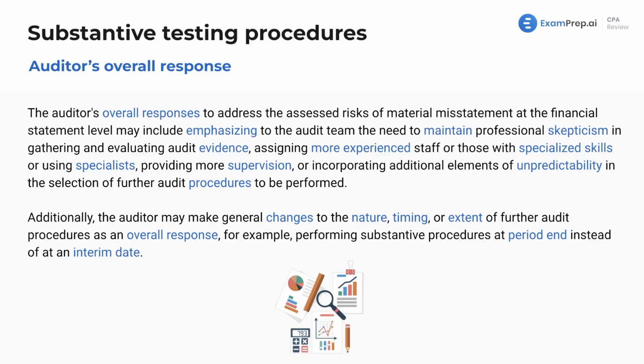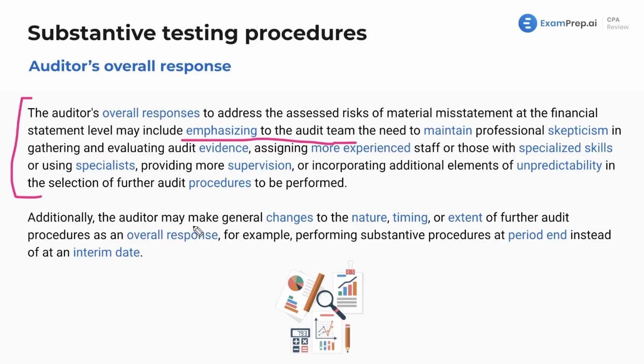The auditor's overall response. Well, the auditor's overall response to address the assessed risks of material misstatement at the financial statement level may include emphasizing to the audit team the need to maintain professional skepticism in gathering and evaluating audit evidence, assigning more experienced staff or those with specialized skill, or using specialists. These are all concepts that we've seen throughout the course so far, providing more supervision or incorporating additional elements of unpredictability in the selection of further audit procedures to be performed. These are all things to keep in mind when you're doing your testing. Again, how does this apply when you're testing? These are all possible actions and things to take and things to consider.